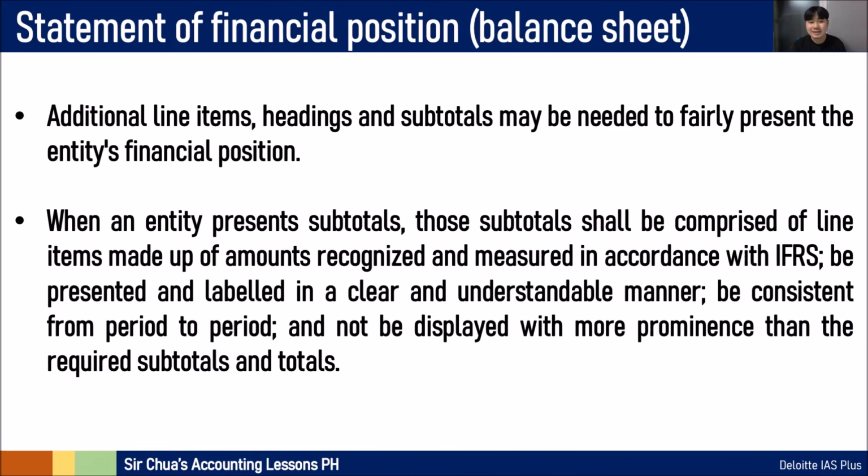Okay, and then additional line items and subtotals or other headings may be needed if you really want to. If you think it enhances the information value, if it enhances understandability, then it's okay. When an entity presents subtotals, those subtotals must be comprised of line items made up of amounts recognized and measured in accordance with IFRS. Be presented and labeled in a clear and understandable manner. Be consistent from period to period.